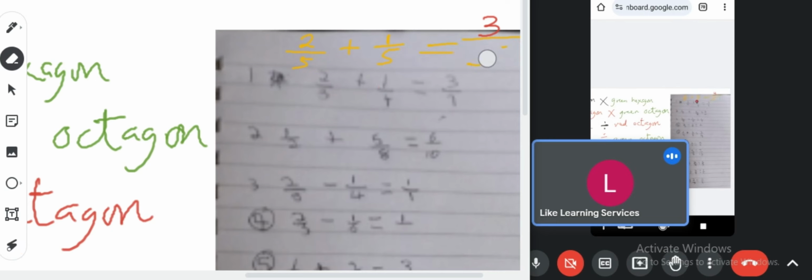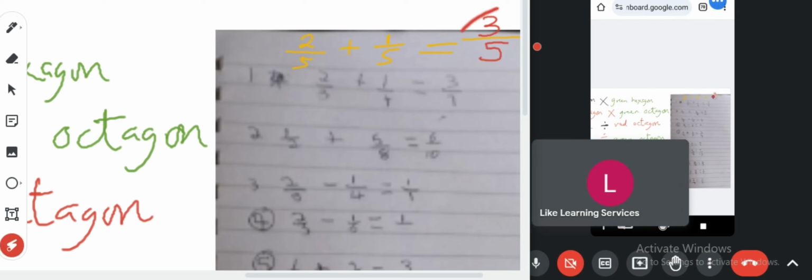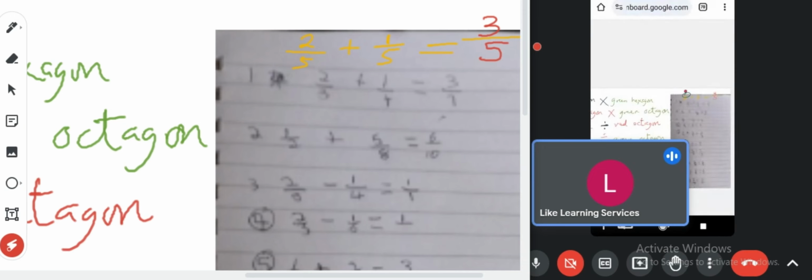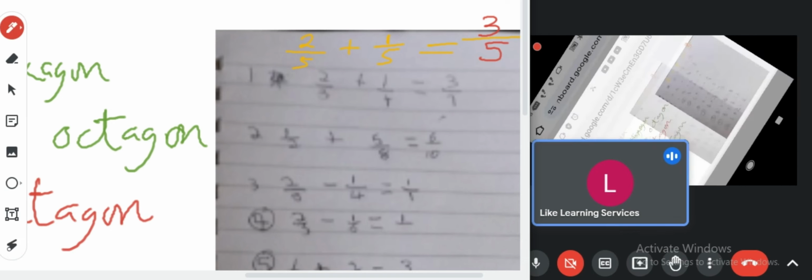So the final answer will be what? What's the final answer? 3 over 5. 3 over 5 is the final answer. Did I say 3 over 10? No. Did I add the denominators? No. Only the numerators are added or subtracted as the case may be. Like if this was a minus, I would have said 2 minus 1. Since it's a plus, I've done 2 plus 1. Stay steady on the Jamboard. Okay, so that's when the denominators are the same.